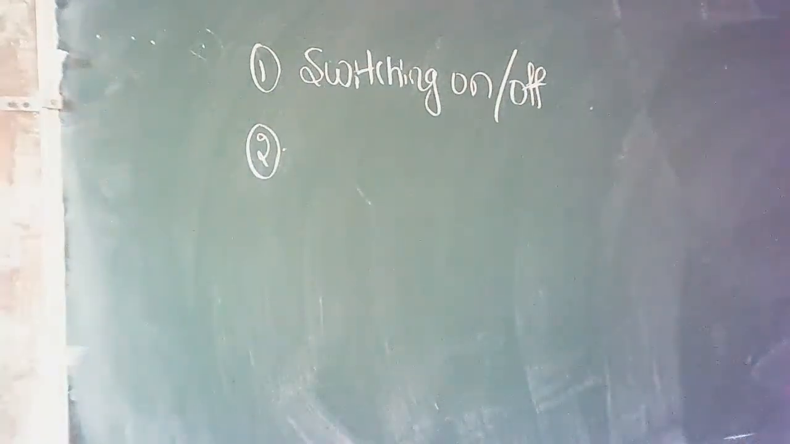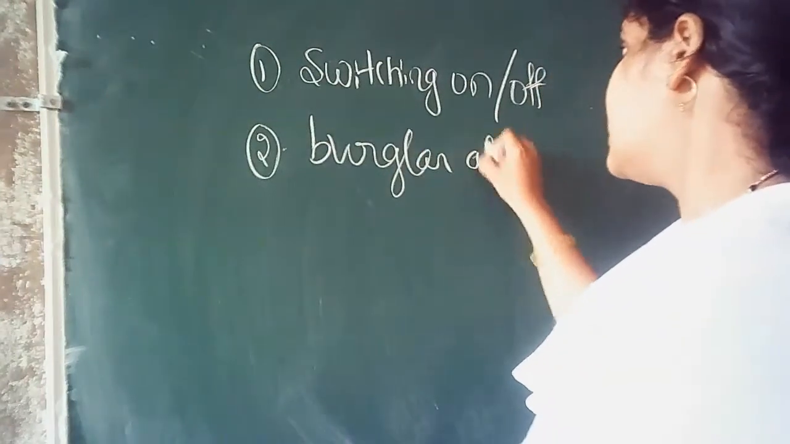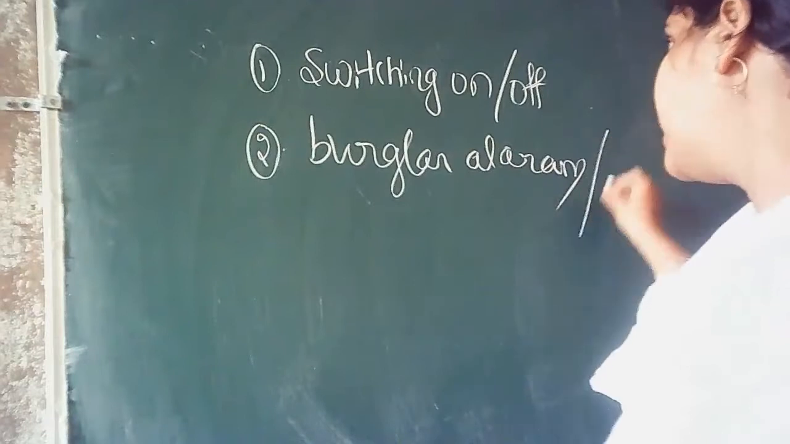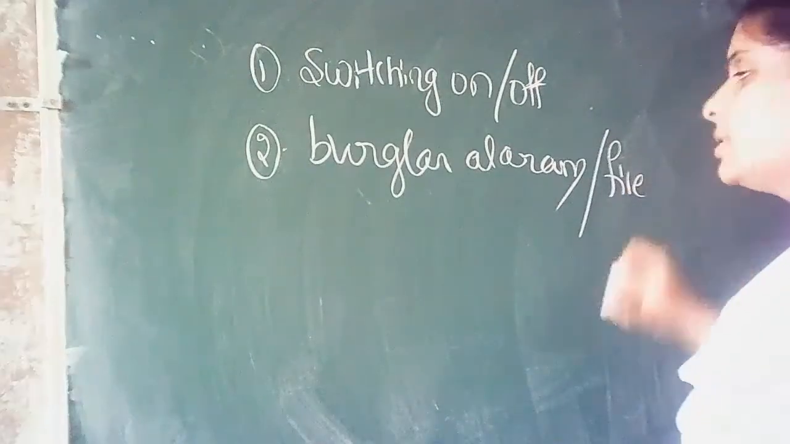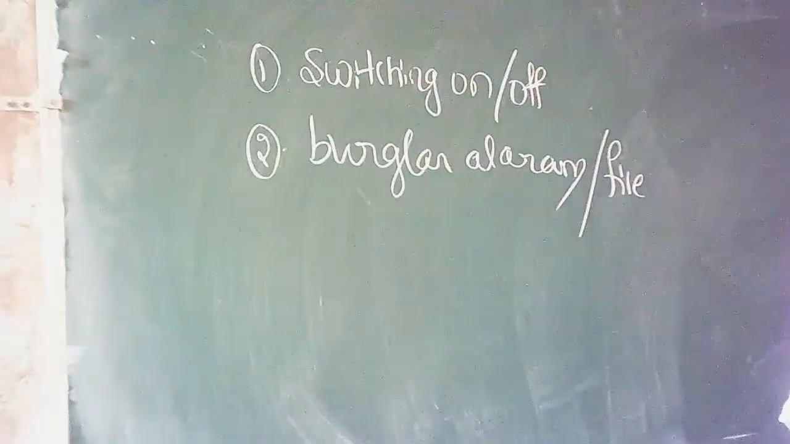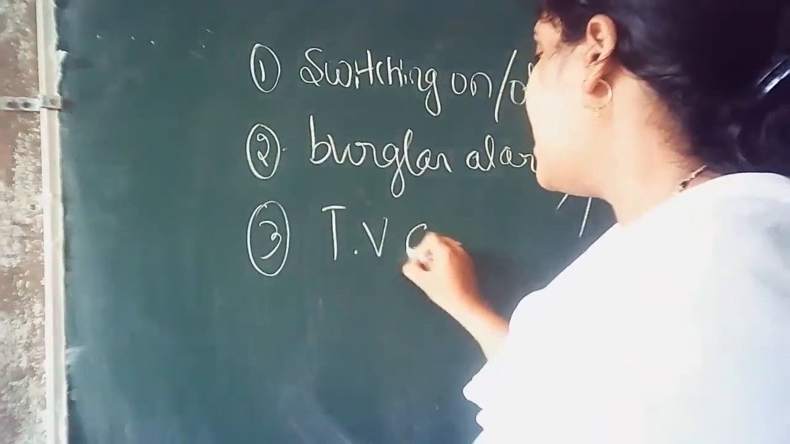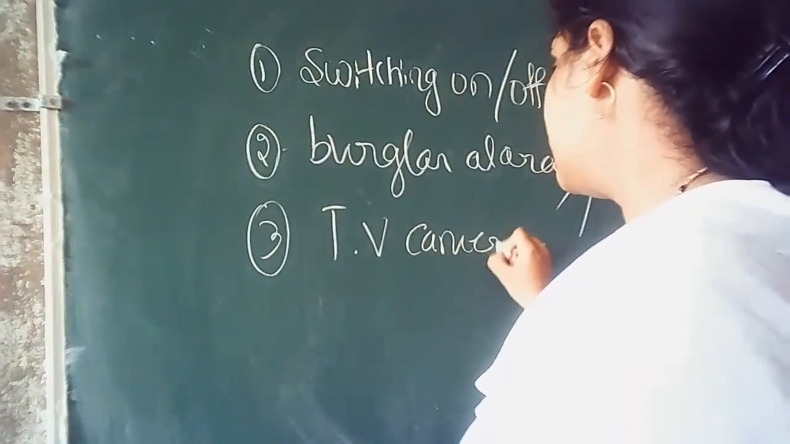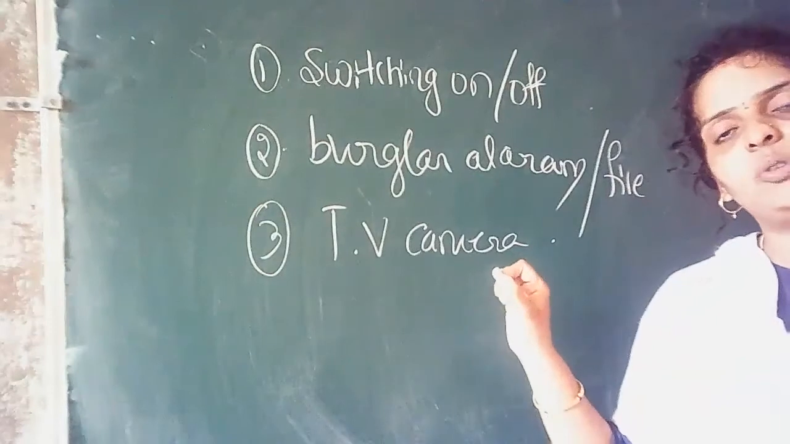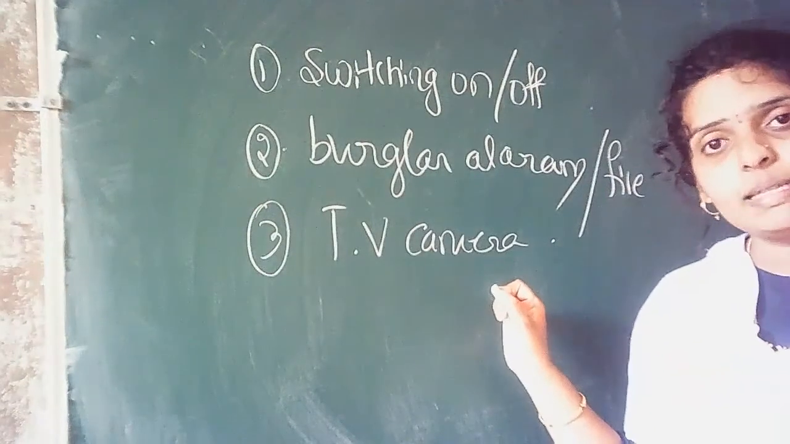So it is used in the burglar alarm, which is this, or in the fire alarm. So in the fire alarm also they are using the photoelectric cell. Then a third application is, it is used in TV camera, which will convert light energy into what? Electrical energy. So the photocells are used in switching on and off of the street lights.